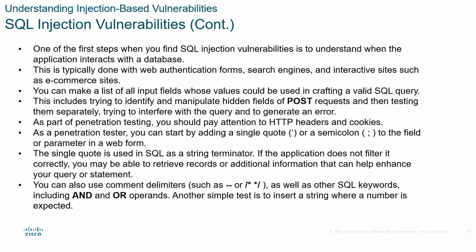input. One of the first steps when you find SQL injection vulnerabilities is to understand when the application is interacting with a database. This is typically done with a web authentication form, search engines, and interactive sites such as any e-commerce site. You can make a list of all input values whose value could be used in crafting a valid query for SQL. It includes trying to identify and manipulate hidden fields of POST. Remember what POST is: like I said earlier, it is used to input the value, requesting that, testing them separately, trying to interfere with the query and to generate an error.